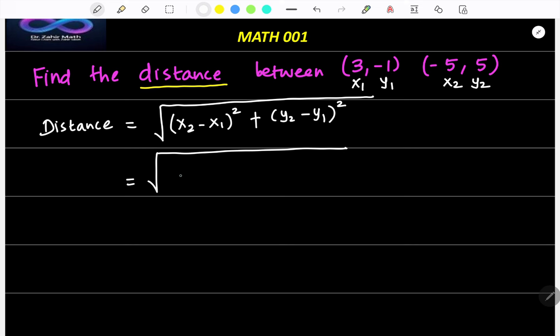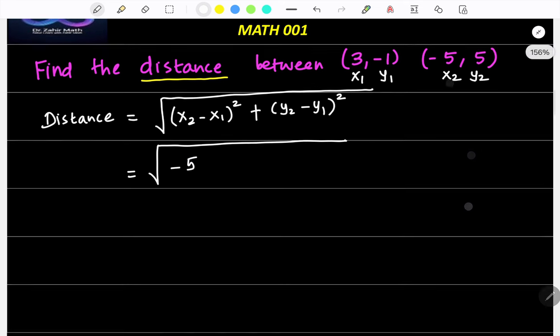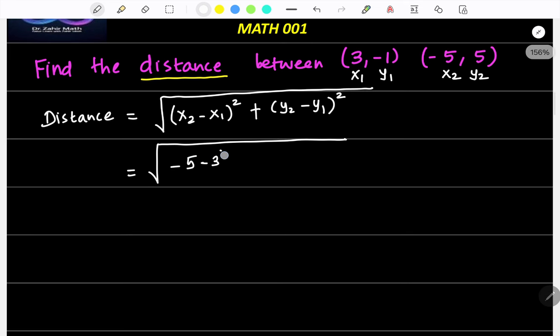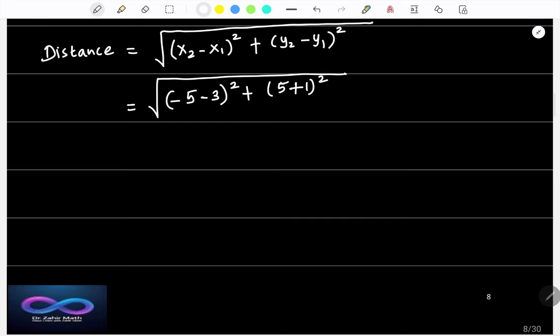What is x2? Minus 5. What is x1? Which is 3, minus 3, the whole square, plus what is y2? Which is 5. What is y1? Minus 1. So minus of minus is what? Plus 1 square. Do not do it on your own.